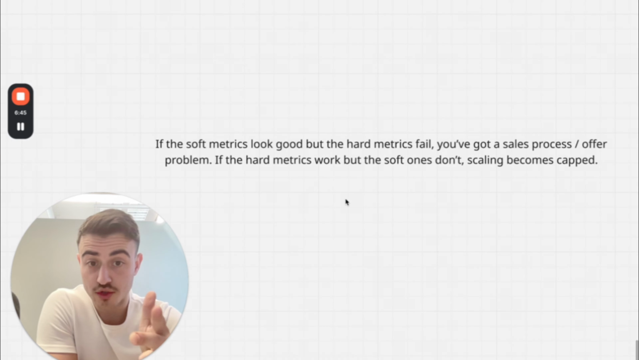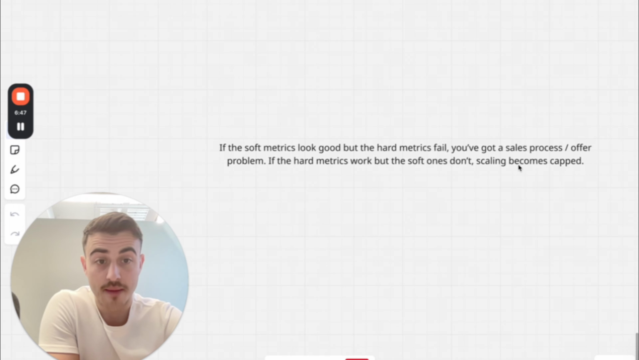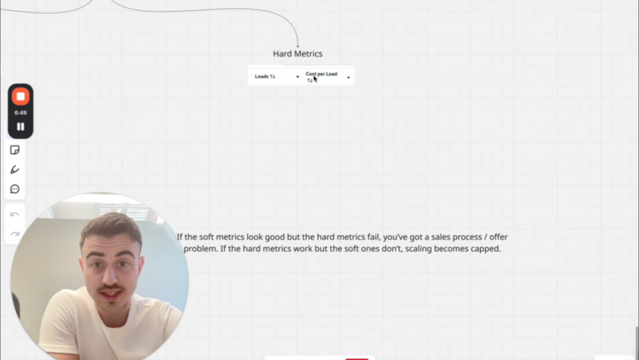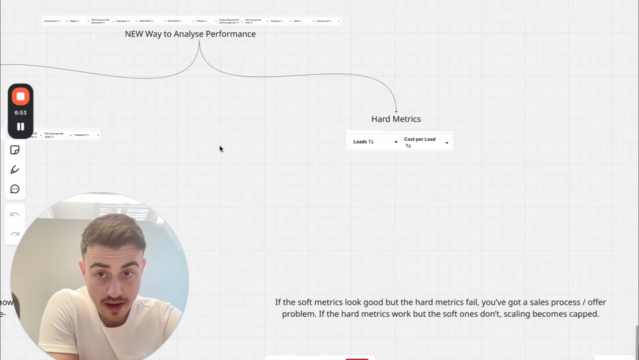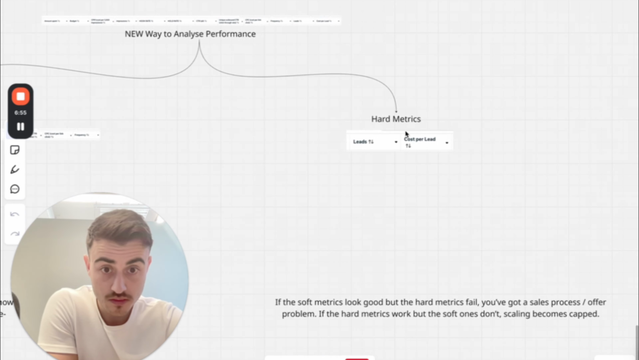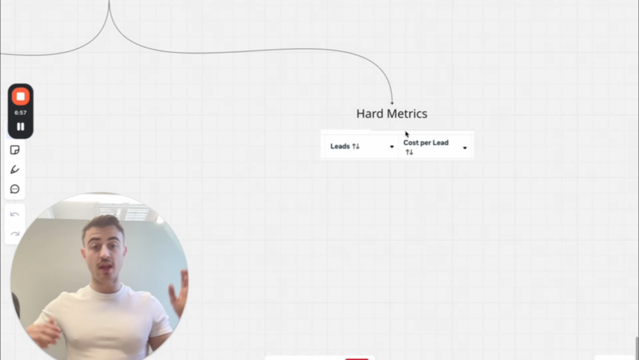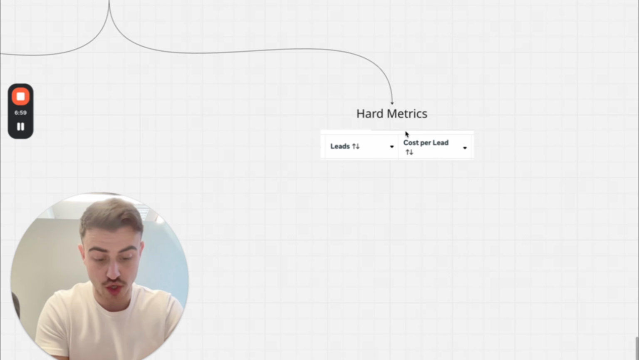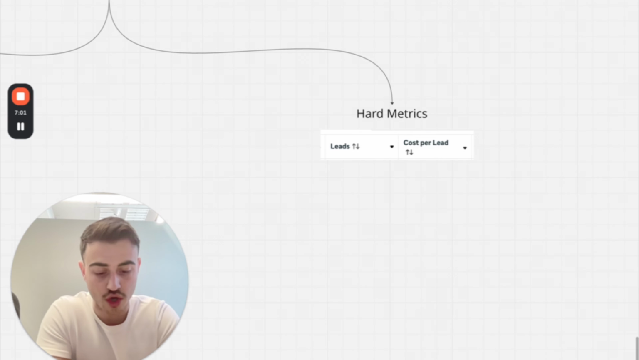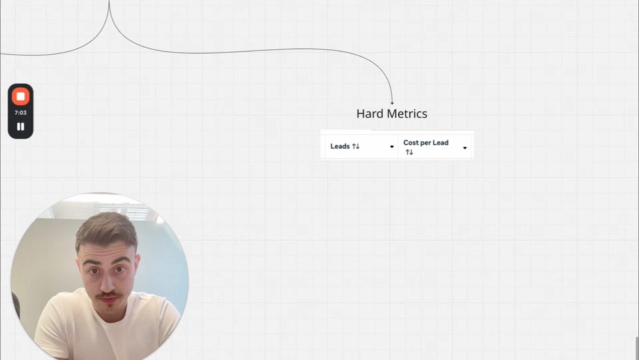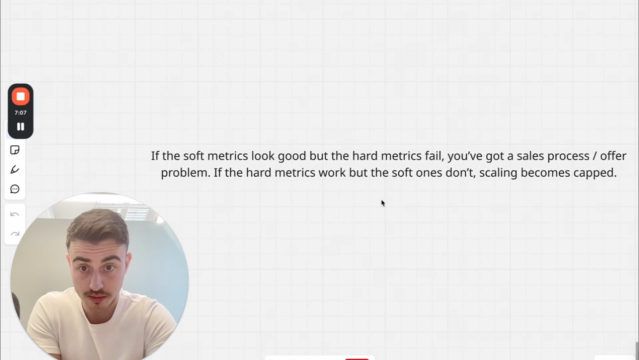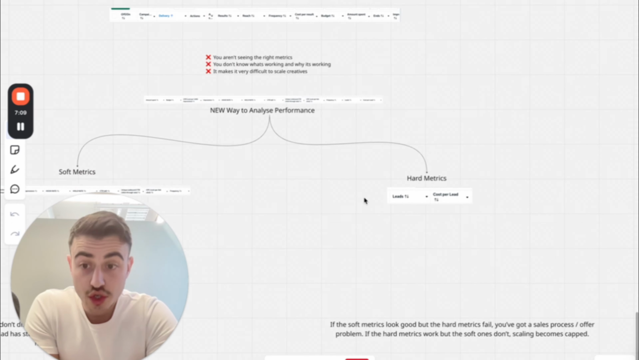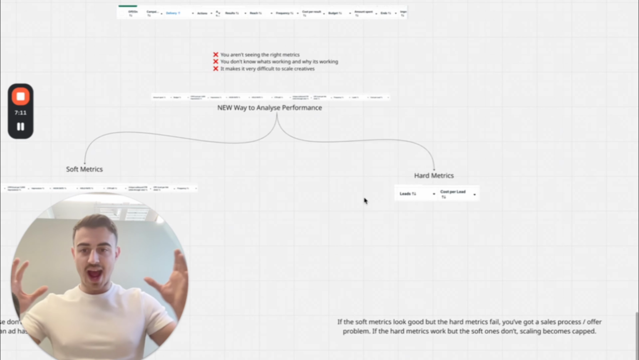Okay, if the hard metrics work but the soft metrics don't, scaling becomes capped. So you could even have a lot of leads, but if these start to go to shit, then it's only a matter of time until these hard metrics go down. Even if you're getting leads and your cost per acquisition is low, but your purchase conversion value is low, so you're not actually converting many, then you have a sales problem or an offer problem. Okay, do you guys see how important it is to analyze your metrics?